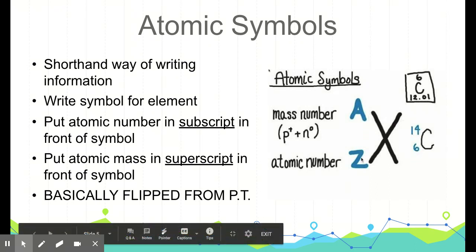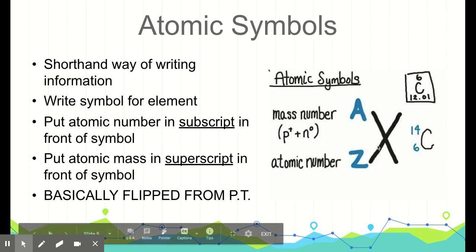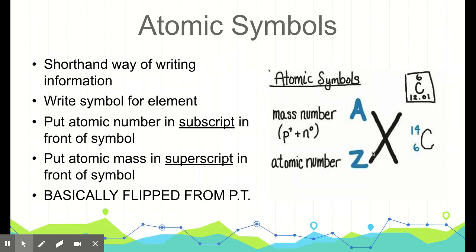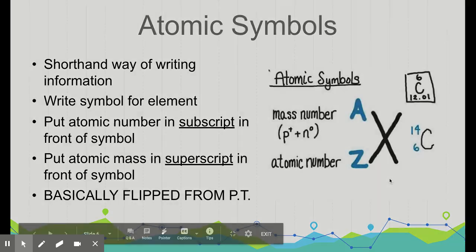You always want to put the symbol in first. So, if it's a C, you put the C there. Then you want to put your atomic number down low, like where the Z is here. So it's going to be a subscript in front of the symbol. So on the left-hand side on the bottom is where the atomic number goes. And then on the left-hand side on the top is where the atomic mass goes. So this is the mass for that particular element in that situation. So this could vary a little bit. Basically, it's just flipped upside down from the periodic table.